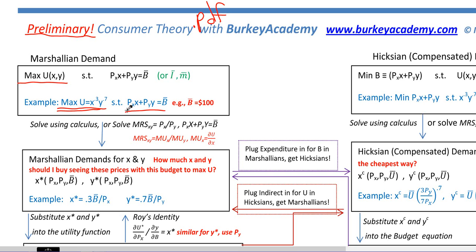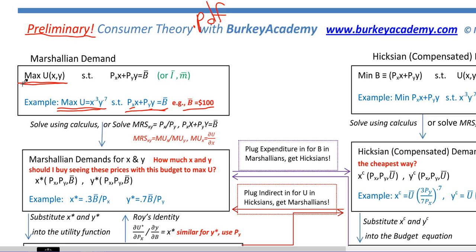Now, in some classes, you might be given particular prices, like $3 for the price of X and $8 for the price of Y. And you might be given some example budget to solve a particular problem with. So you might be given a budget of $100. Or you can just leave all these things, the price of X, the price of Y, and the budget as variables, and solve for what these functions look like in general. And that's what I've done in this example. But by plugging in, you can get a particular solution.